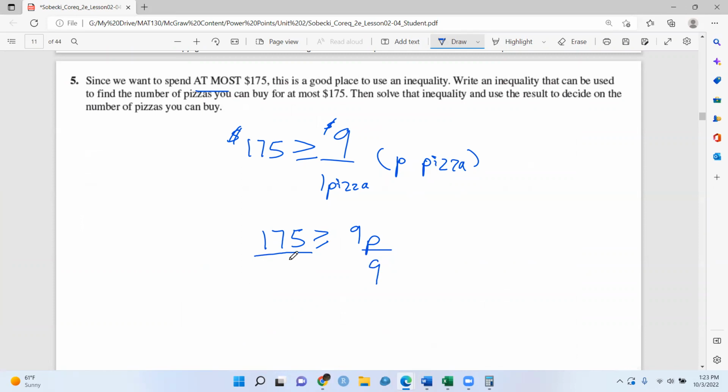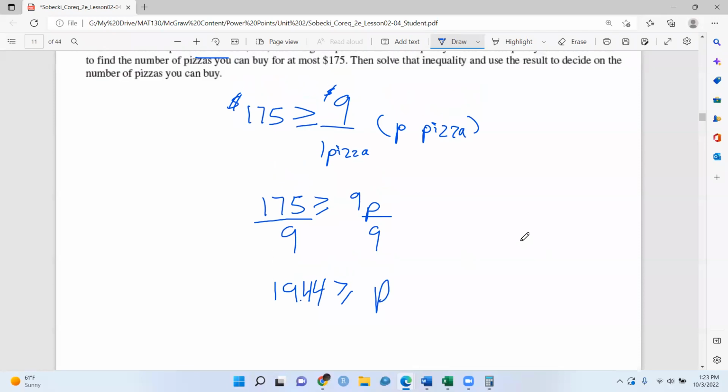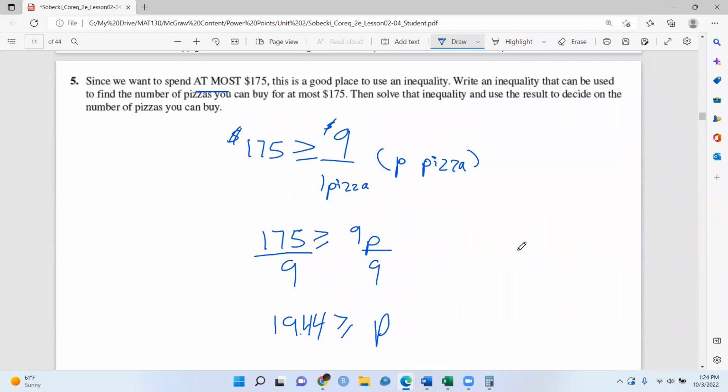So if we were to solve this, we could get that we can buy at most 19.44. Has to be less than 19 pizzas. Again, we already knew that.